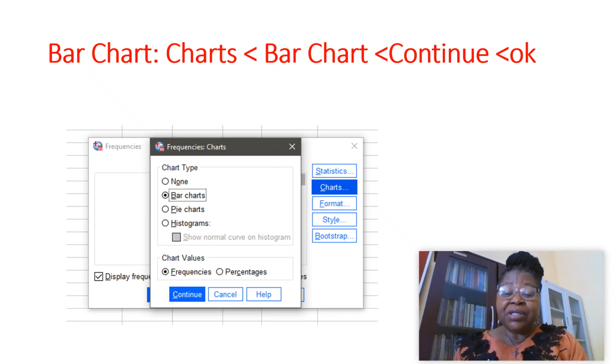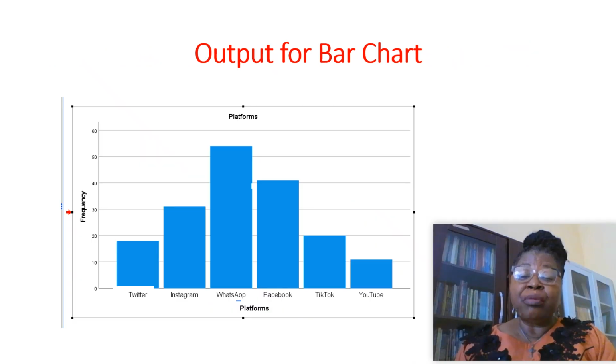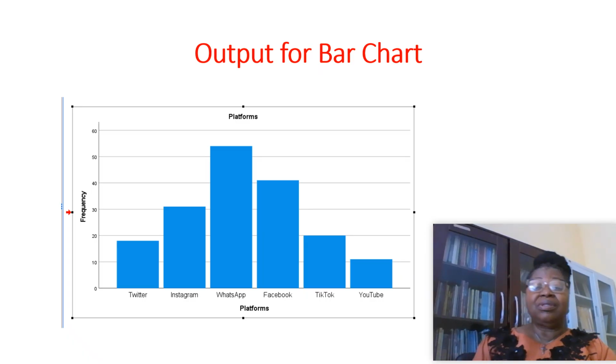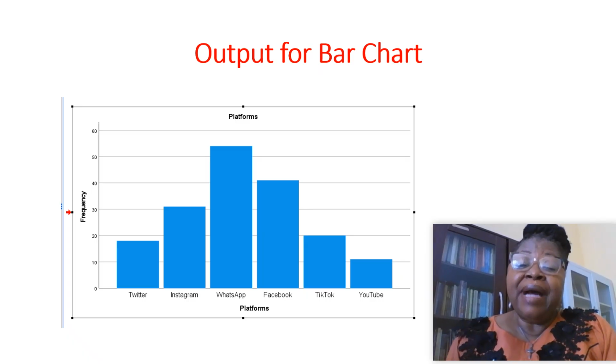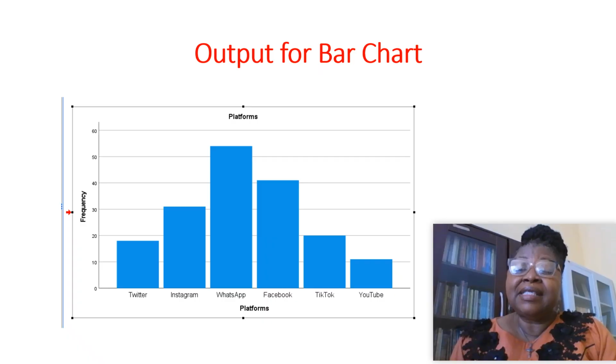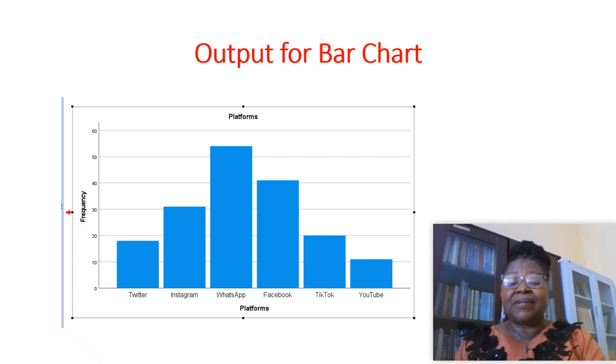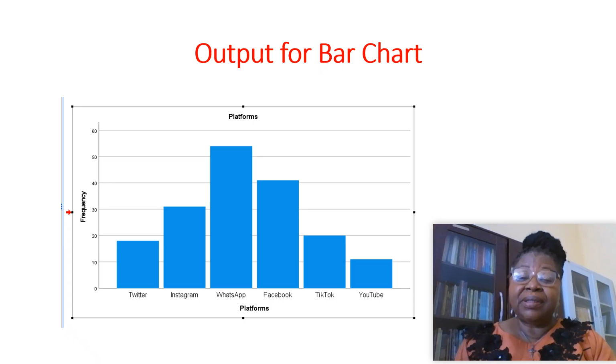You can also pause here and see how we click the chart and then check the bar chart. Click on continue and you click on OK. The output will come out. This is the output. So you can see that the bars are separate. They stand on their own. The height of the bars are equal to their frequencies. That is a bar chart.